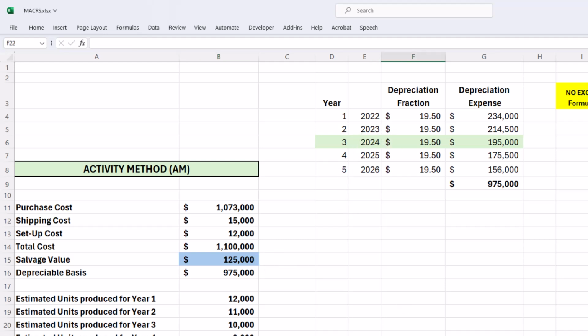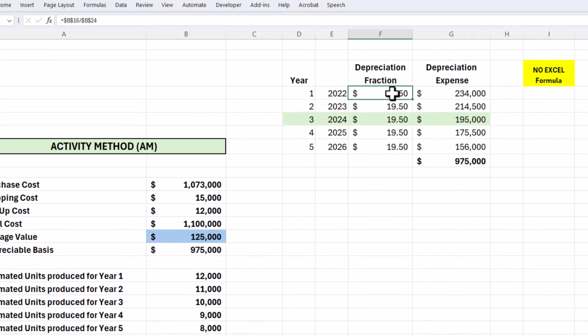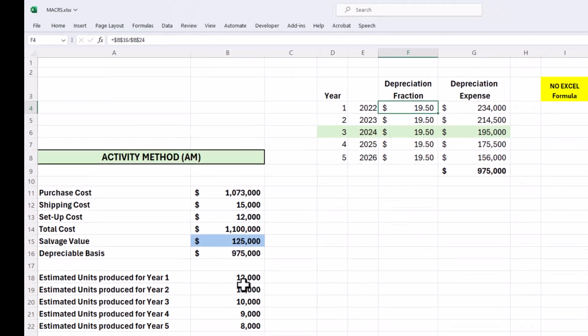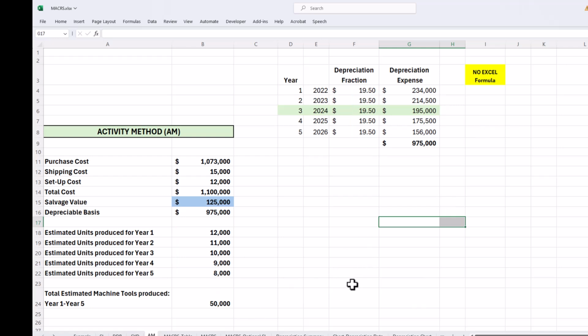So in order to calculate that, you come up with a rate. The fraction will be equal to the depreciable basis, which is the total cost minus the salvage value, because you do expect to sell this after year 5. So that's 975,000, and you divide it by the total output over the 5 years, which is 50,000. That gives you a rate. Then it's simply a matter of taking that rate times the 12,000, times the 11,000, and so on. And that gives you the activity method of doing this. Now, there is no Excel formula for this, so I just put no Excel formula.